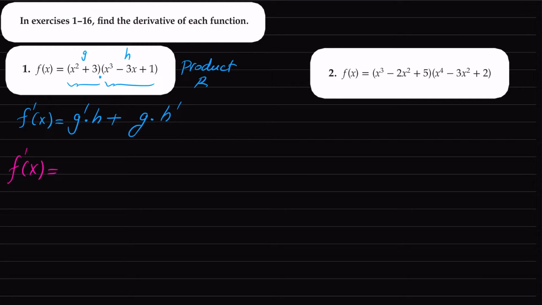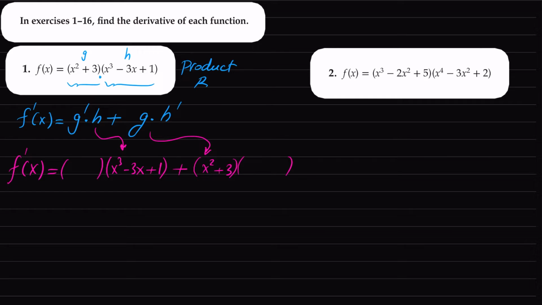So f prime of x will be equal to the derivative of the first function. The second function, nothing to be done to it. So it will be x cubed minus 3x. It will be 3x plus 1, plus, we will keep the first as it is, g prime. So this is h and this is g, x squared plus 3. And we will put the derivative here.